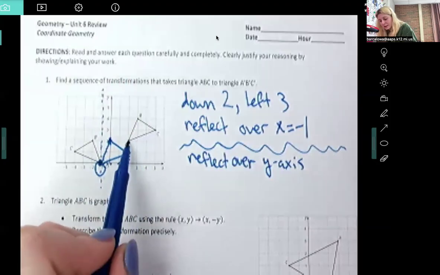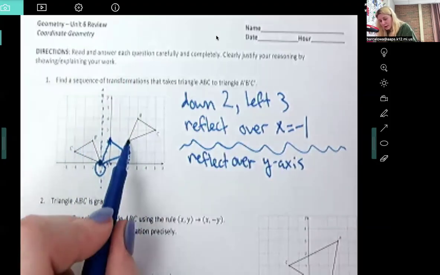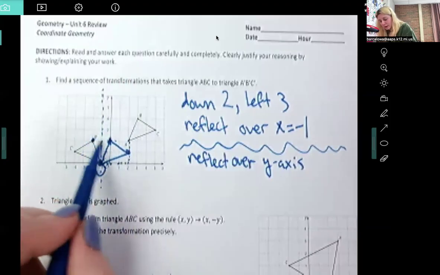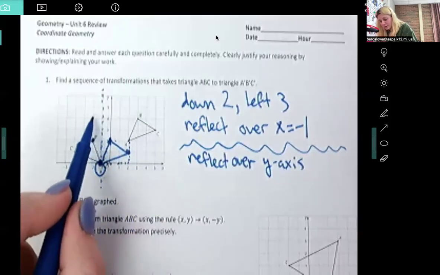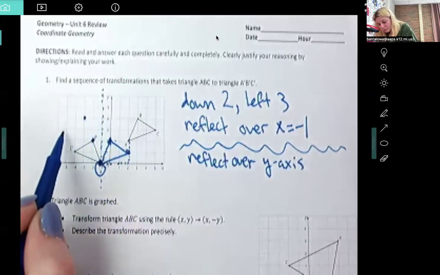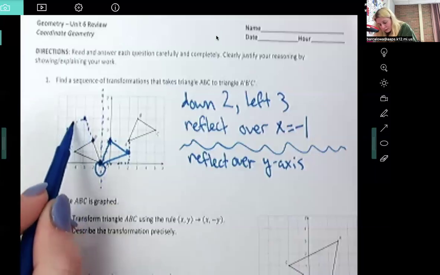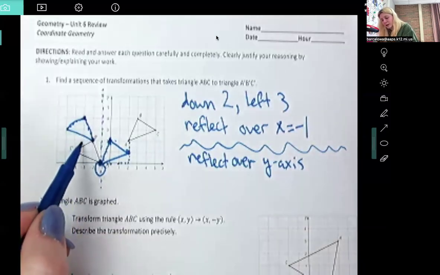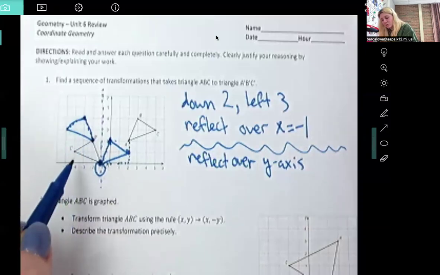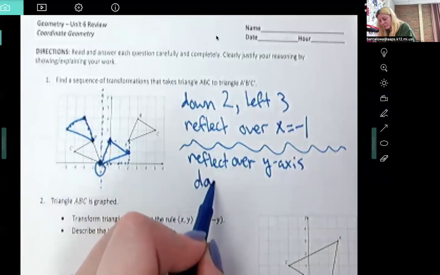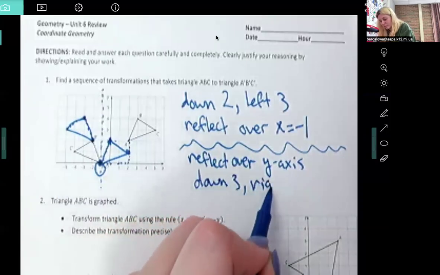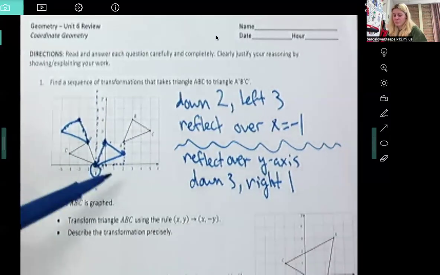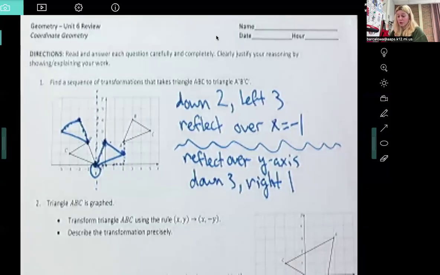Reflecting over the y-axis. Then A would be here. Okay, 2 away from the y-axis, so 2 away this way. B would be here, and C would be here. Okay, so this is like our alternate universe here. Then I would move down 3 and right 1. Okay, so any sequence that gets you from one place to another. Okay, there could be multiple correct answers.